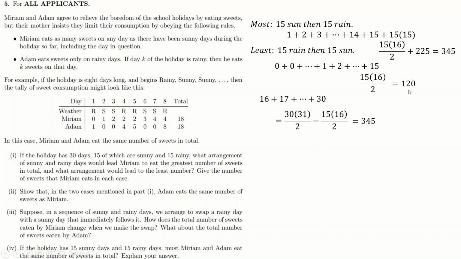And then in the other case, 15 rain, so he's allowed to eat 1 on the first day, 2 on the second day, 3 on the third day. Very straightforward, and then none on the sunny days afterwards. This is just 15 times 16 over 2, which is the maths we did the first time, and we get this. Good.